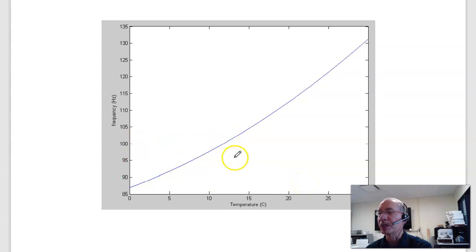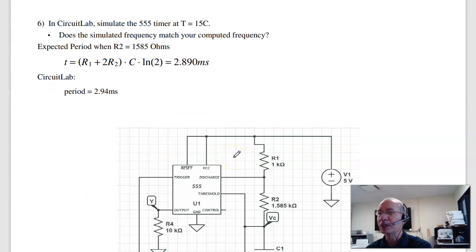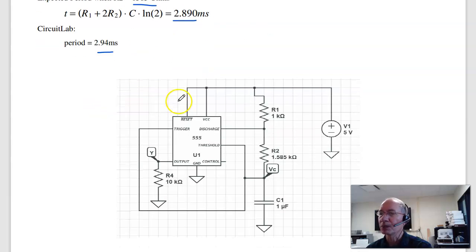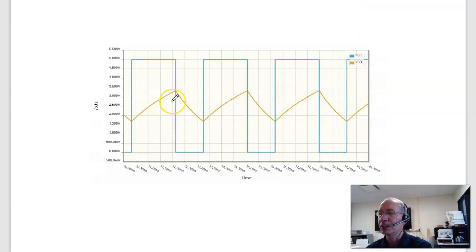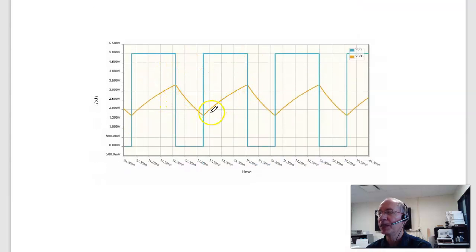To come up with that relationship, I can do a curve fit. Well, in CircuitLab, I can check. I calculate at 15 degrees C. R2 is 1582 ohms. It should be 2.89 millisecond period. CircuitLab says 2.94. That's the circuit. There's the output voltage, a square wave. This is the capacitor charging, discharging, charging, discharging.